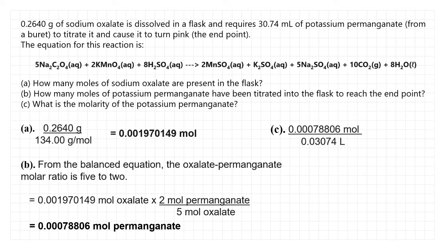And for C, what is the molarity of the potassium permanganate? So we could tell from dividing the moles by the volume, which is 30.74 milliliter, and we should convert it to liter, and it gives us 0.02564 molar.